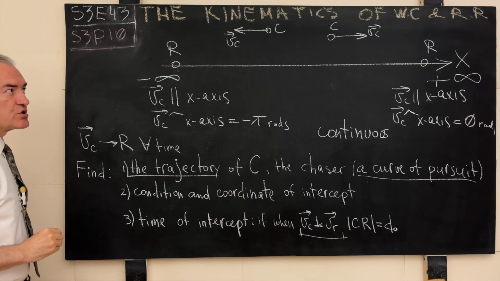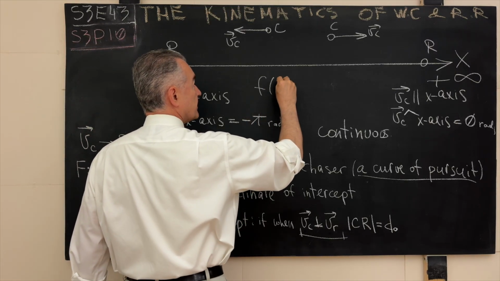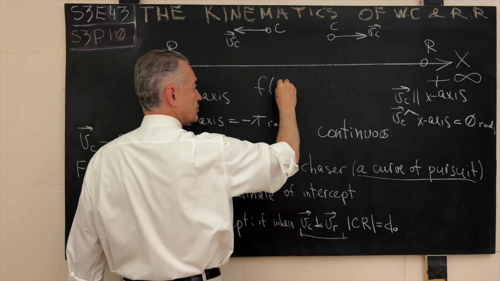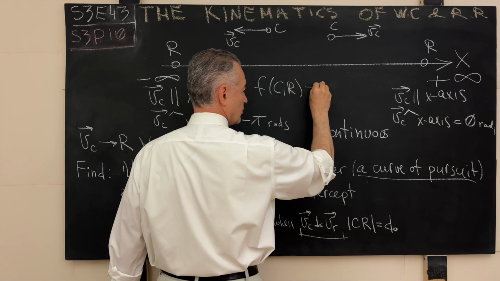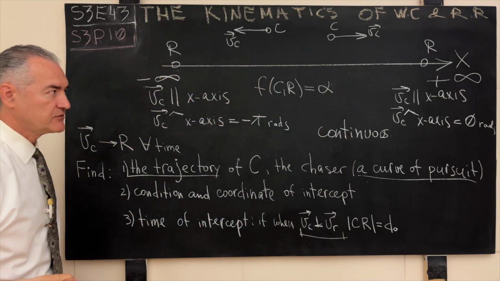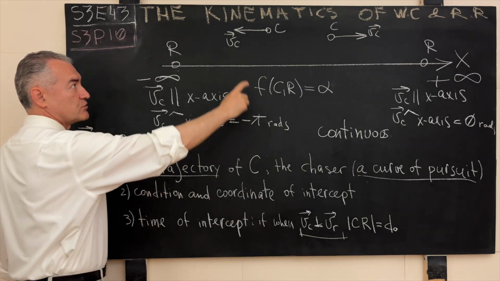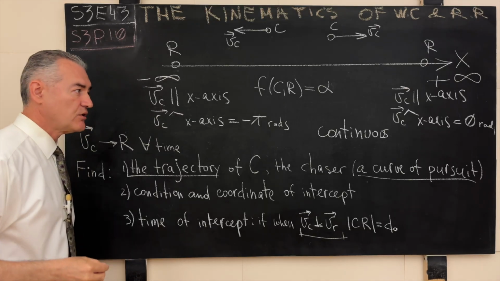Now, if the motion is continuous, then we reason that we can construct a function f that takes the mutual juxtaposition of these 2 points, C and R, as an argument, and it pumps out what? It pumps out the angle, let's call it alpha. The angle alpha, which is formed by the vector of the velocity of the chaser and the x-axis. And what do we do now?